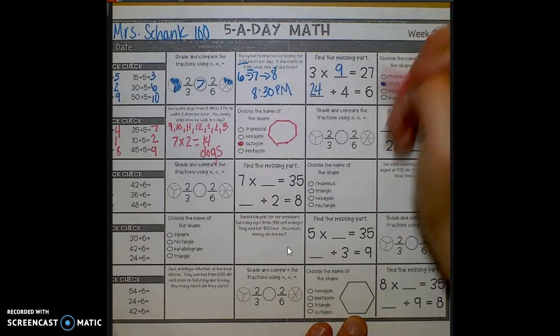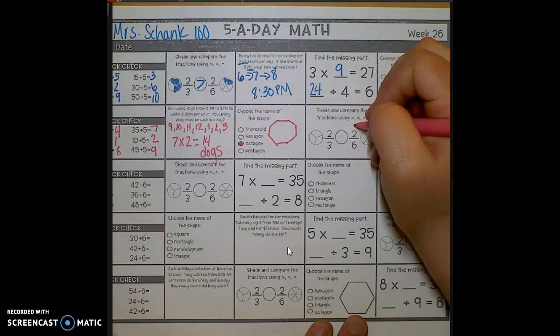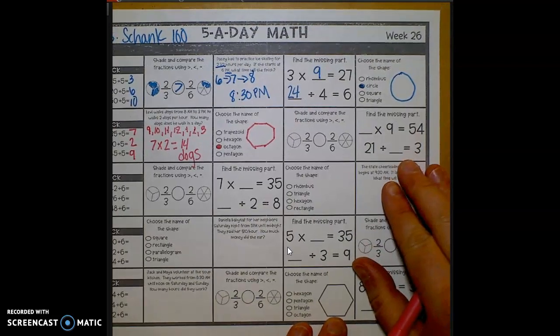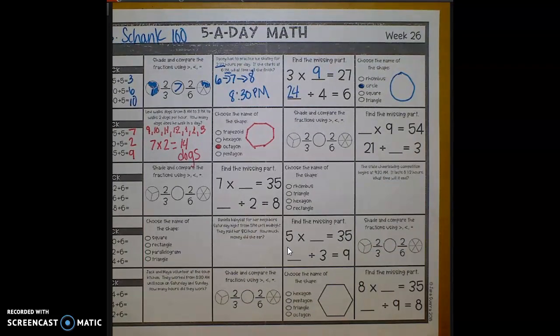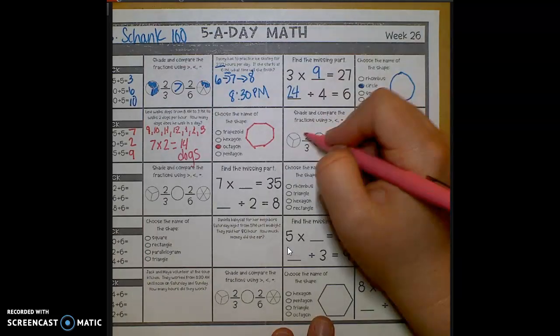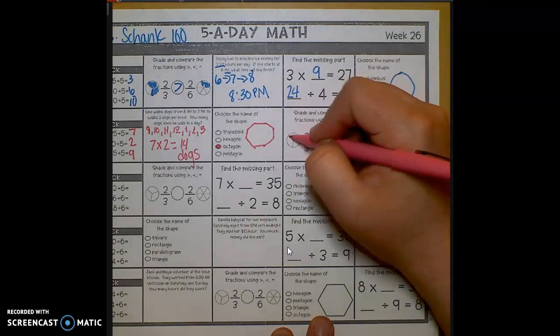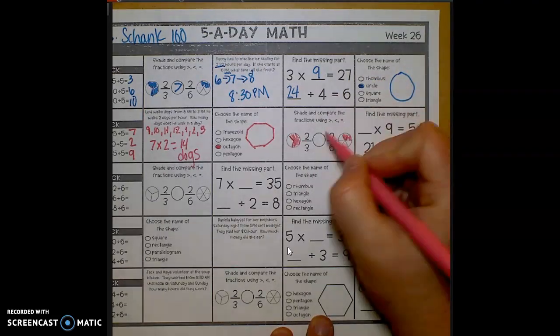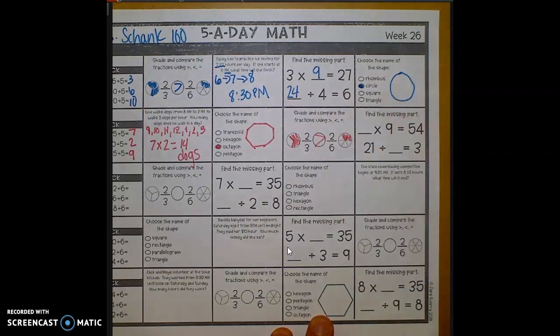Shade and compare the fraction using greater than, less than, or equal to. Once again, they have those nice pictures there for us, and if you notice on this, how silly is this? They didn't even change the fractions. So 2/3, we shade 2 of the 3. 2/6, we shade 2 of the 6, and once again we can see 2/3 is greater than 2/6.